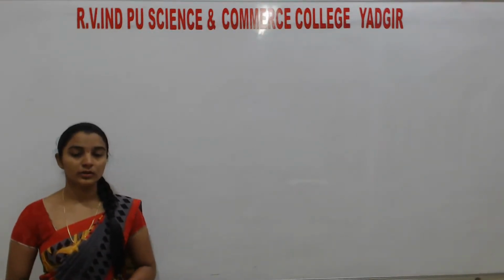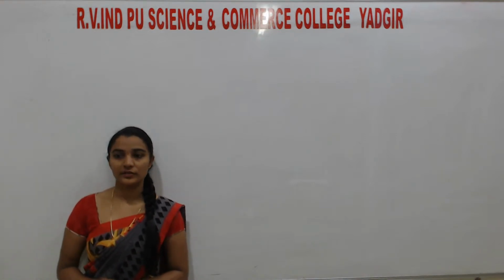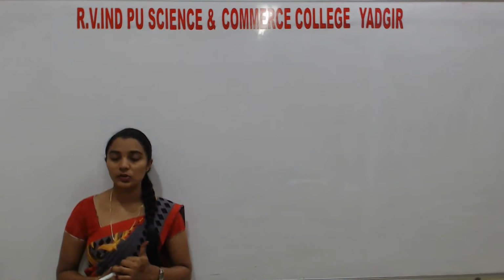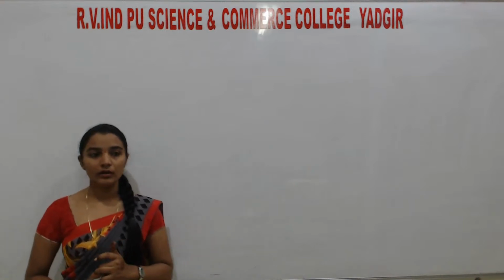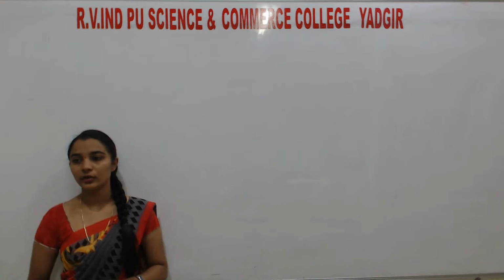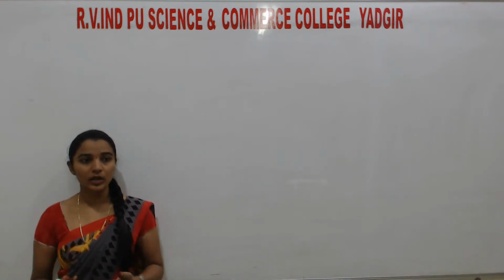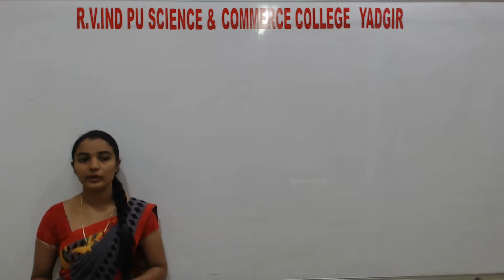Good morning, students. In the last class, we discussed the limiting reagent and its classification, identification based on the number of moles present. The limiting reagent is the one which decides how much product is formed. If it is 0.5 mole, of course 0.5 mole of product is formed.